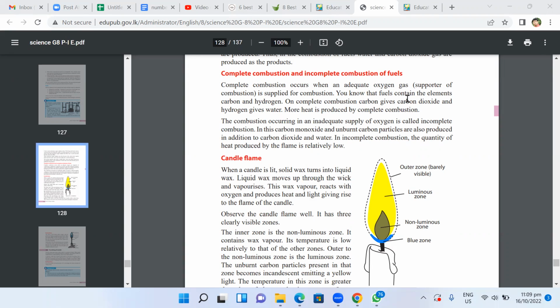is supplied for the combustion. So this is another factor, right? When oxygen gas is not enough, then there will be incomplete combustion.